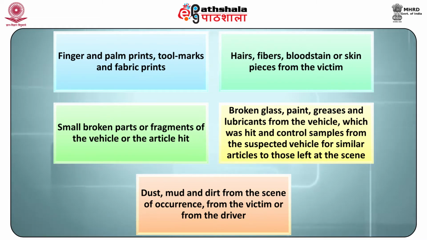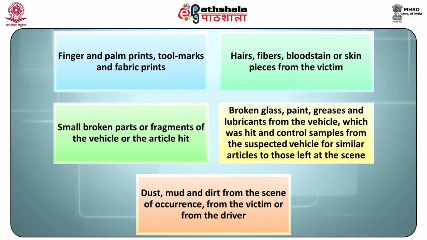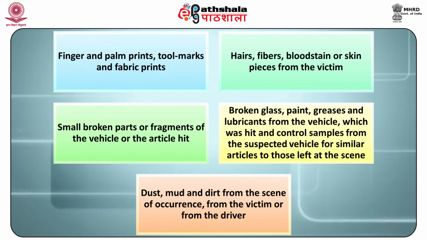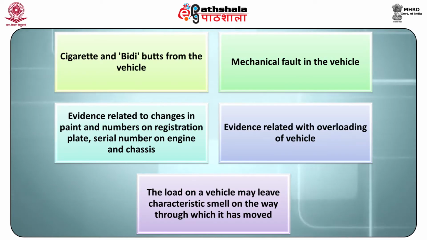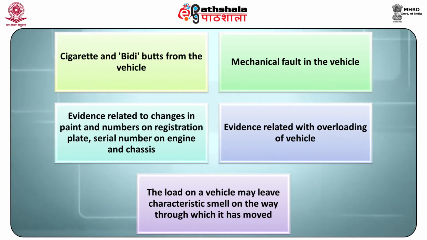Next is the broken glass, paint, greases and lubricants from the vehicle which was hit, and control samples from the suspected vehicles for similar articles to those left at the scene. Now the next point is the dust, mud and the dirt from the scene of occurrence, from the victim or from the driver. Next point is the cigarette and beedi butts from the vehicle. Next is the mechanical faults in the vehicle.